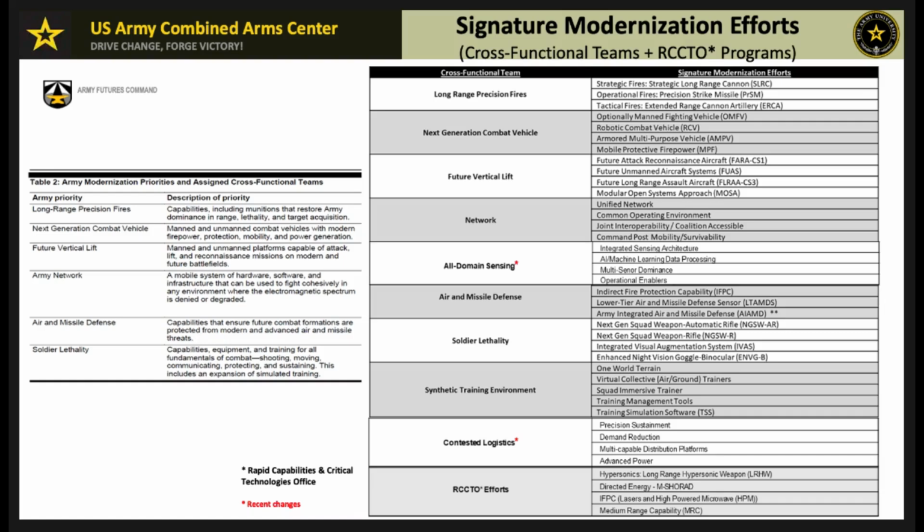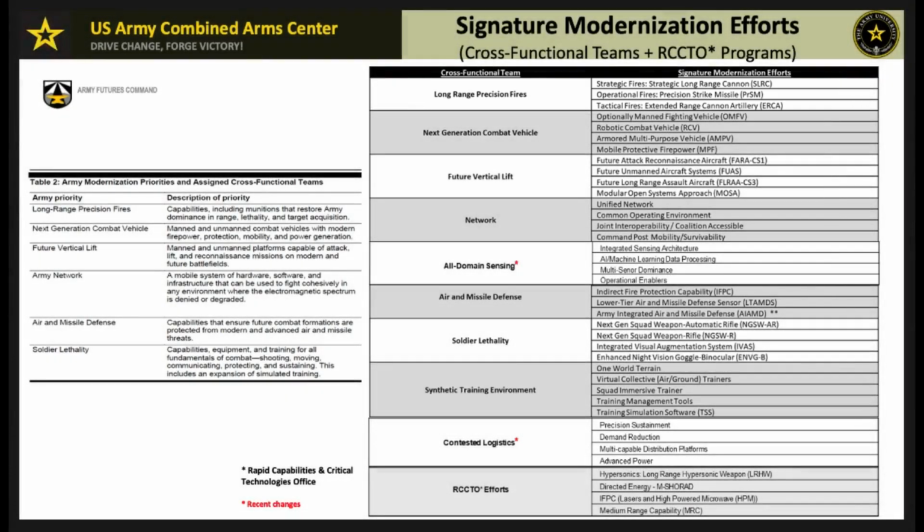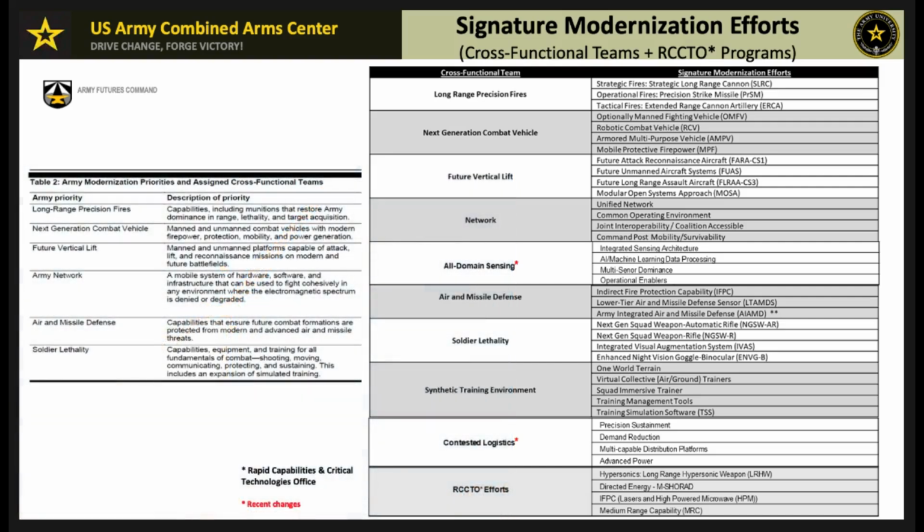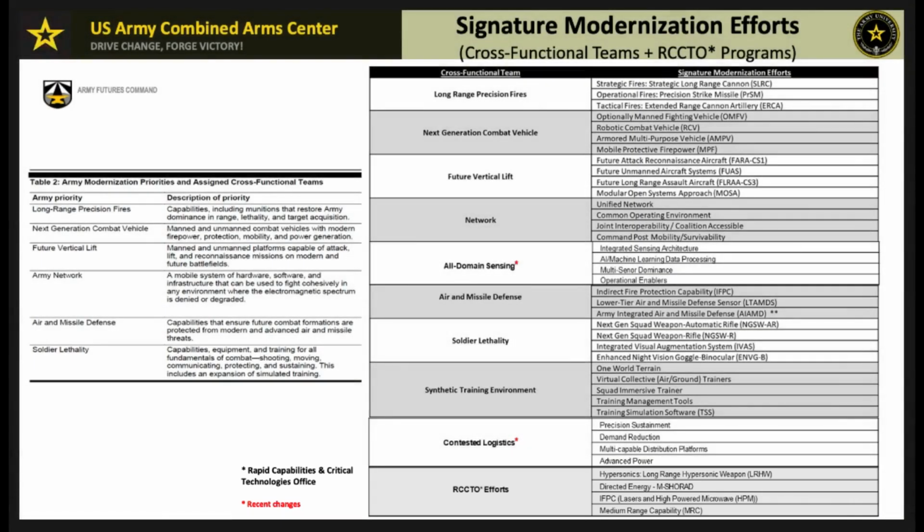For example, the Long Range Precision Fires CFT works on capabilities that enhance the Army's ability to dominate in range, lethality, and target acquisition, such as the Strategic Long Range Cannon and the Precision Strike Missile. The Rapid Capabilities and Critical Technologies Office, RCCTO, plays a critical role in accelerating the development and deployment of these modernization efforts, particularly in areas requiring immediate attention, such as hypersonics and directed energy.